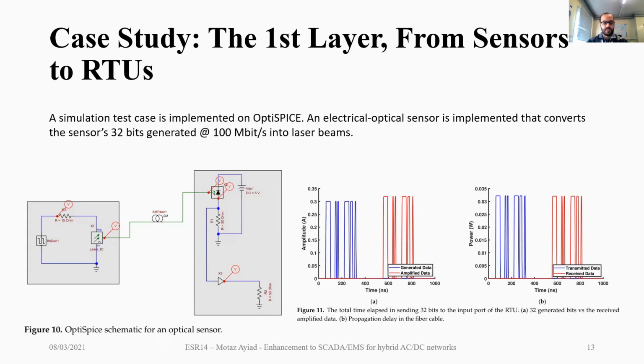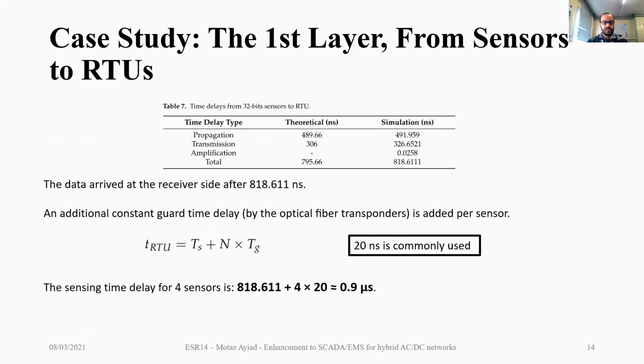In figure 11, we can see the results, where in figure A, we see the generated data and the amplified data. And in figure B, we see the two terminals of the fiber optic cable. As a result, we found out that around 818 nanoseconds is required to send data from the transmitter to the receiver. There is an additional constant guard time delay added by the transponders per sensor, which is usually 20 nanoseconds. Therefore, for 4 sensors, the total time delay in the first layer is around 0.9 microseconds.